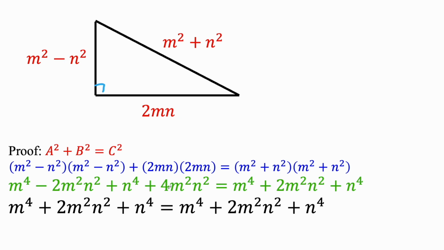Likewise, 2 times 2 is 4, m times m is m squared, n times n is n squared. And then same idea for this piece. But we can simplify a little bit. Negative 2m squared n squared can be removed, but we'll reduce this 4 into a positive 2. And so now we see it's an identical match. And that's pretty much it for this video.